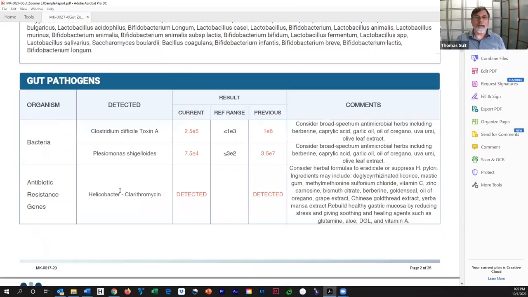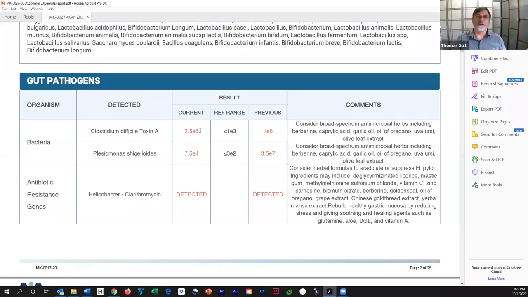And then gut pathogens, so bacterial pathogens. These weird looking numbers here, the E stands for exponent. So this is 2.5 times 10 to the 5th. It's just a way of shorthanding large numbers.